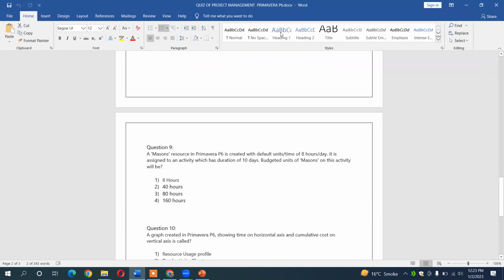The other one is about the task dependent. What is task dependent? Task dependent means your calendar, because your calendar is always referred to as task dependent. A mason's resource in Primavera P6 is created with default units per time. It means that if masons in your calendar have been assigned 8 hours per day, and it is assigned to an activity which has a duration of 10 days.